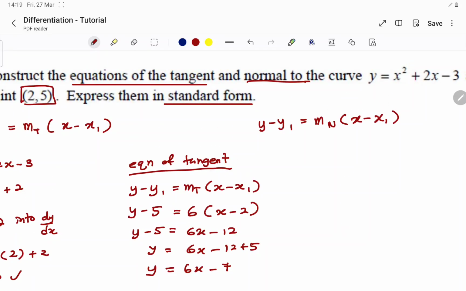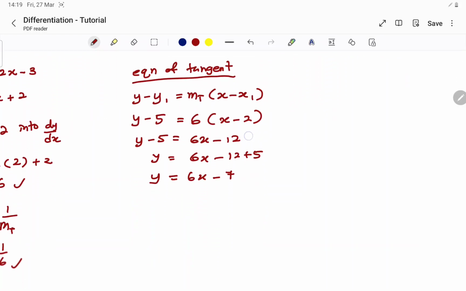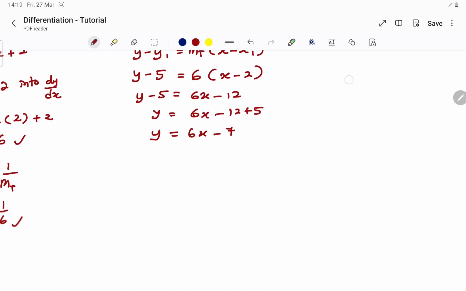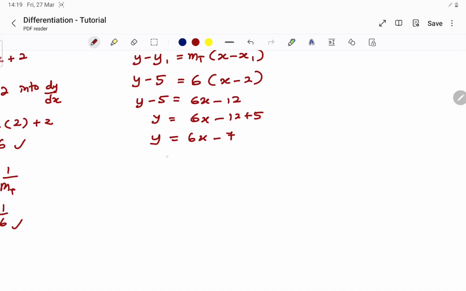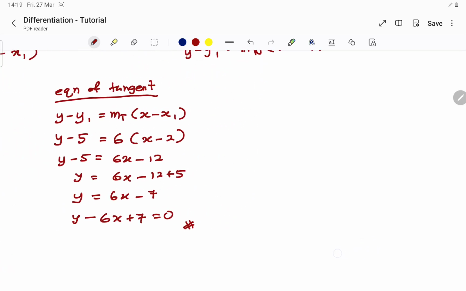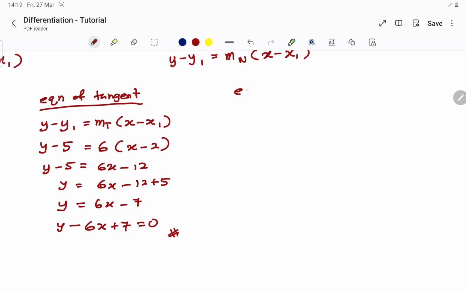By right, you have to put it equal to 0. You must make it equal to 0 when they mention standard form. So you bring 6x and minus 7 to the right side, negative 6x plus 7 equal to 0. Okay, this is for the equation of tangent. Now we do the equation of normal.